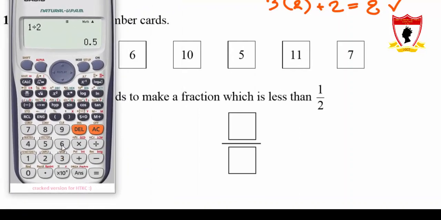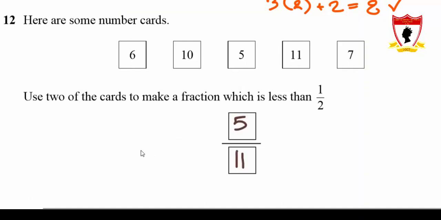Let's test. If we say 6 over 10, 6 divided by 10, it's 0.6. It's not less than 0.5. If we say 7 divided by 11, because we are checking until we get the right answer, it's equal to 0.63. It's also more than 0.5. If we say 5 divided by 11, this is 0.45, which is less than 0.5. Then this is the answer, 5 over 11.